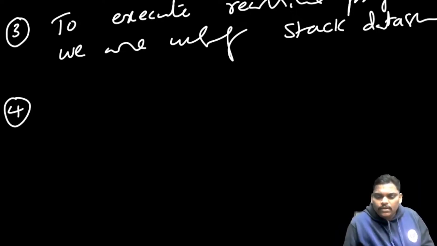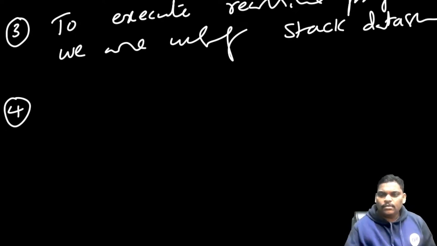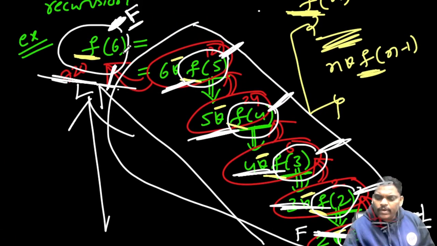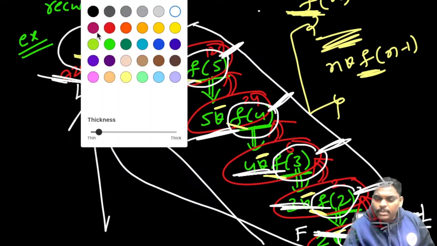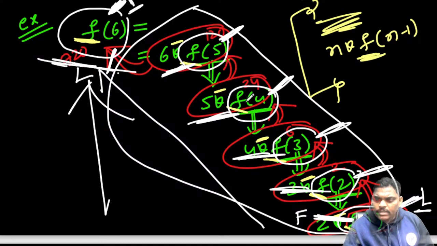Now come to the next one. To execute a recursive program, we are using the stack data structure. Now listen, everyone. Listen carefully. One very, very important point, otherwise it will mislead you. Can everyone see?